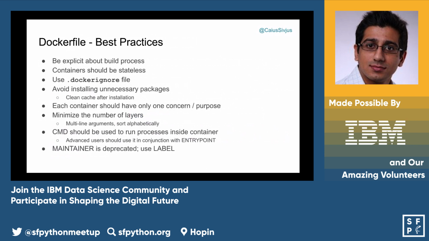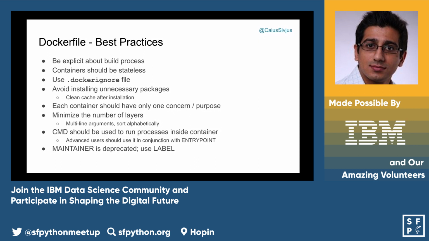Some Dockerfile best practices. I'm going to just stress this one more time. Be explicit about your build process. It's a lot easier to know what you did two or three months later if you have that explicit workflow in front of you. When we create a container, it shouldn't have any state. Try to use the .dockerignore file to prevent yourself from copying files you don't want inside of your images. When we're installing packages, make sure you only install the things you need, and afterwards you have to clean up your cache. Each container should only have one specific concern or purpose.